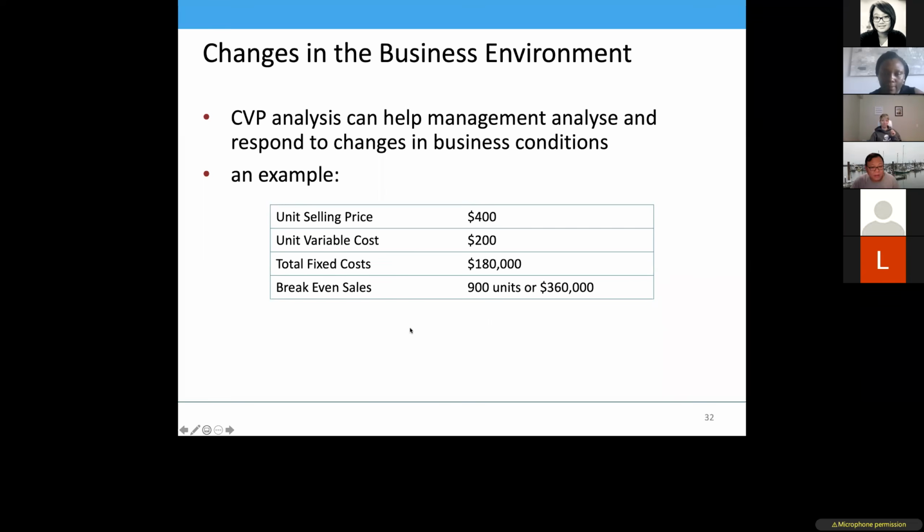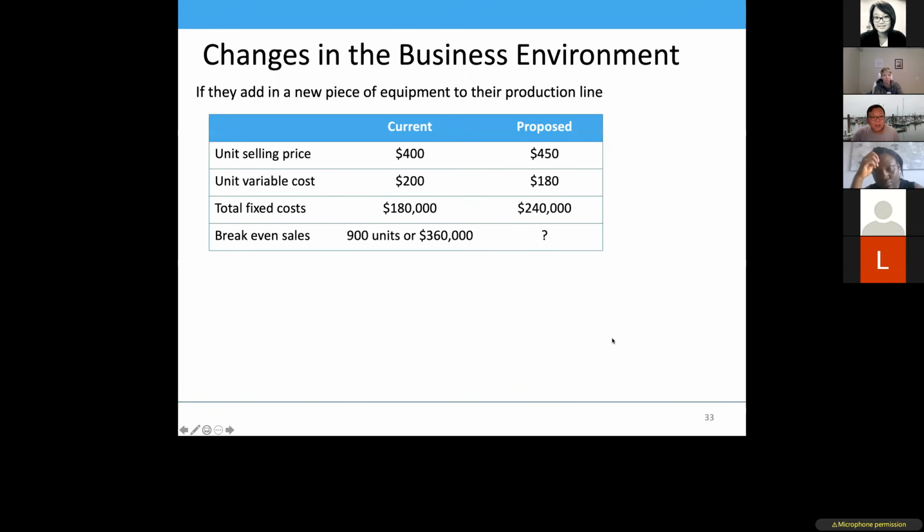Okay, good job. So what you do is, using these two numbers, you know that the contribution margin ratio is 50%. So 180 divided by 50%, that's 360. Now there are some change proposals. If they add a new piece of equipment, the unit variable cost will be $20 lower, from 200 to 180.